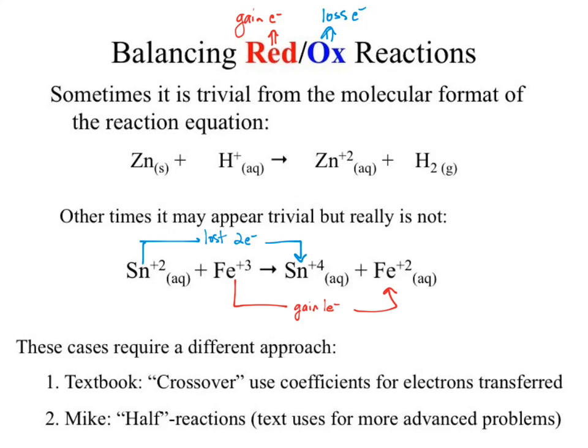Just 1 electron. In the crossover method, what they're saying is take the electrons that were transferred and put that as a coefficient on the other species. So if we go through and take a look at our tin, the coefficient that should show in front of our tin needs to be the amount of electrons gained by our iron. How many electrons were gained by our iron? 1. So the coefficient we put in front of our tin is 1. What happened to our iron? Well, the coefficient that goes in front of that needs to be the number of electrons transferred from our tin, which means 2 and 2.